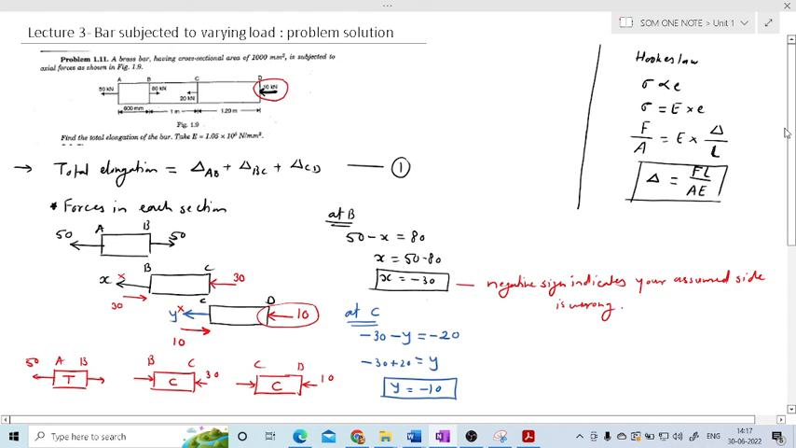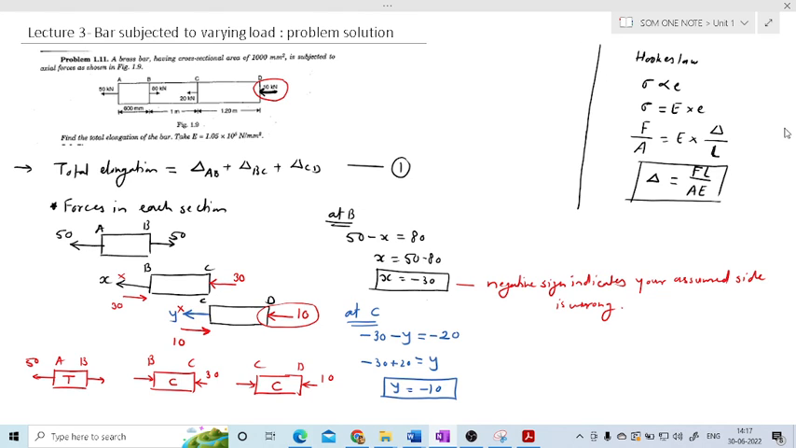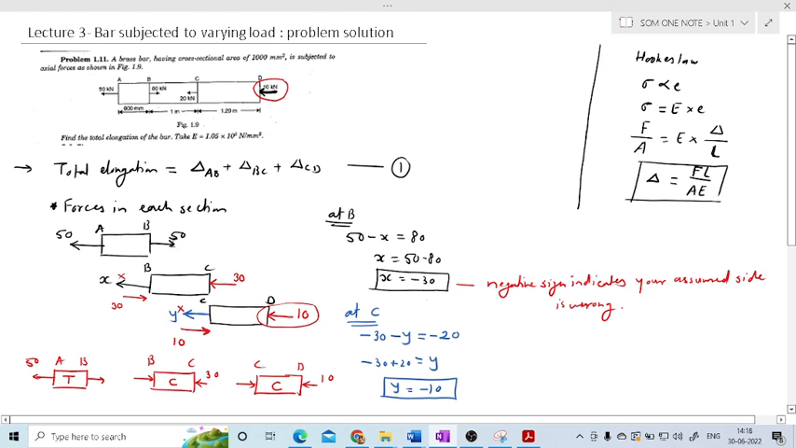Okay, so to solve such problems, means bar subjected to varying load, you can use the simple formula change in length, that is delta is equal to FL by AE. But we will have to determine the forces in each section, and I have shown how to determine the force in each section. If you know the force, you can directly put into formula, you will get the answer.